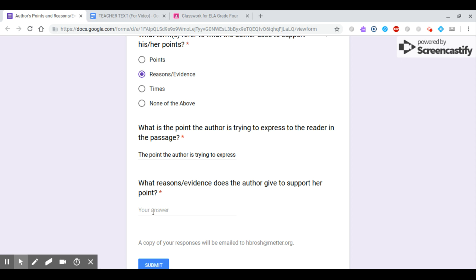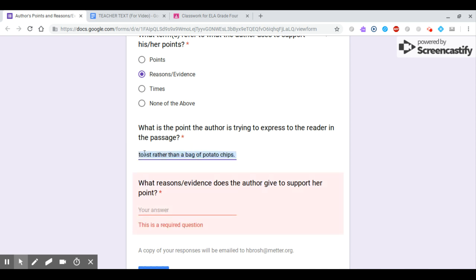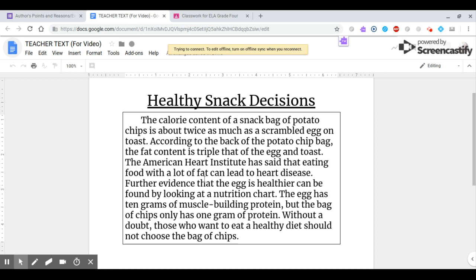Then, what reasons or evidence does the author give to support her point? So I'm looking for things that the author used to back up the point that egg and toast is healthier than a bag of potato chips. So what is she using to support her point? Well, I'm asking myself, what made me believe that an egg and toast is healthier than a bag of potato chips? What did she say that made me believe it? Okay.